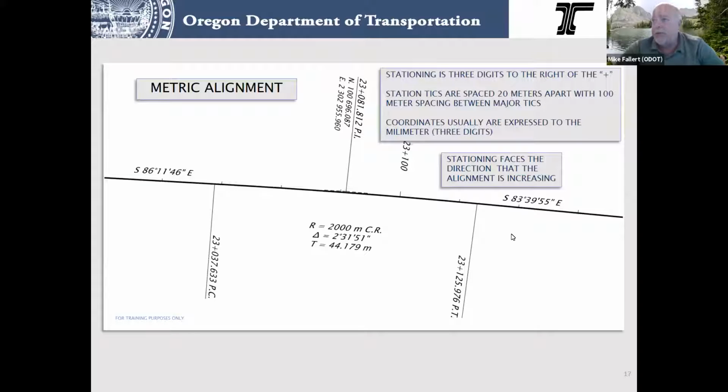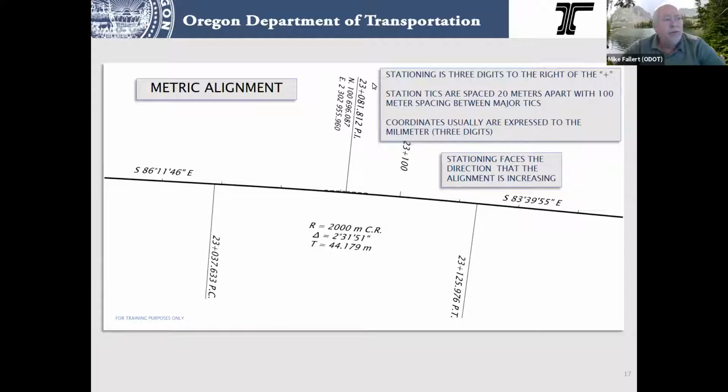So ODOT, like many DOTs, we're all going to metric because the federal government, FHWA, was going to push to change everything over to metric.